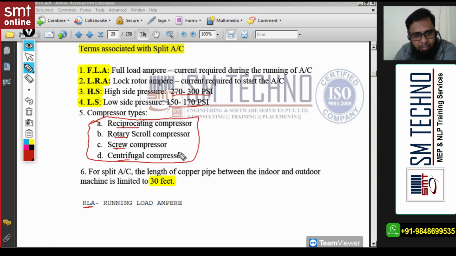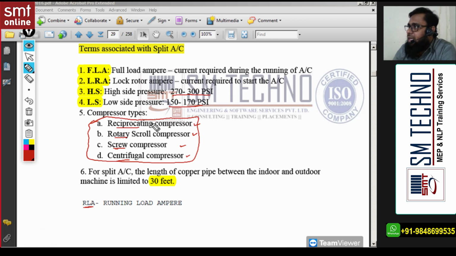In the present market, most commonly you'll find scroll and screw for split, for ductable split, even in chillers. But if the capacity is very high, then we can go for centrifugal. Reciprocating means moving parts are more and the efficiency is limited. So generally, you'll not find reciprocating compressors in commercial and residential equipment. But in industrial application equipment, you'll still find many reciprocating.